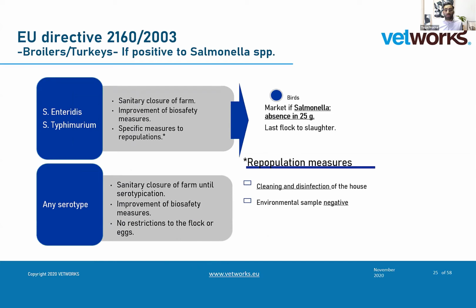Okay, for broilers and turkeys, it's basically the same thing. Even if it is Enteritidis or Typhimurium, the only thing is that they have a logistical slaughter, like I explained before, and then they have to be free of Salmonella in 25 grams of meat. What this means is that the level of Salmonella that we have in the meat is not a danger, it's not a zoonotic danger, let's say. So if you have a level that allows you to be negative in 25 grams, then you are good to go and you can sell your meat.